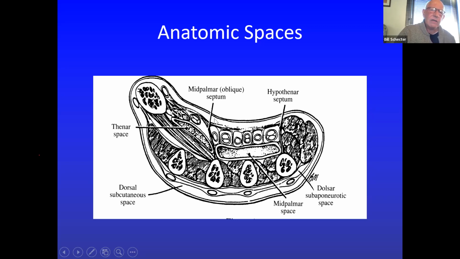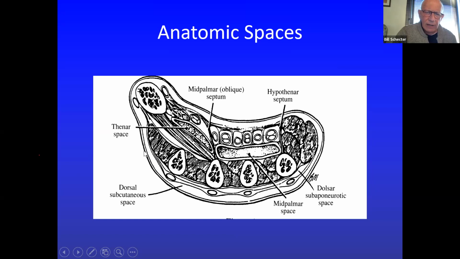The other thing is, remember we talked about the thenar wad here, where you have the three muscles which abduct and oppose the thumb. And so there is a thenar space here between the muscles where pus tends to accumulate. There is also a hypothenar space here.